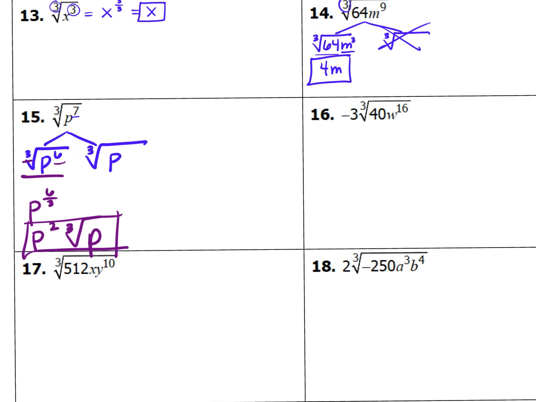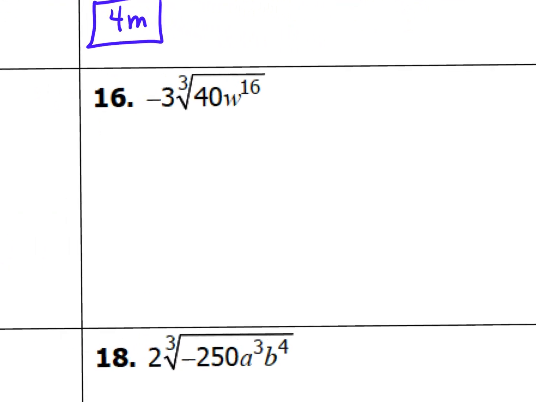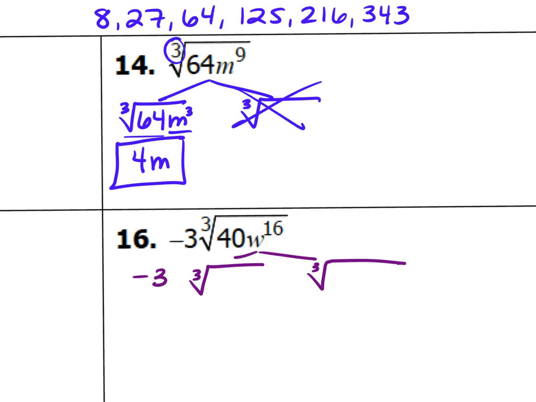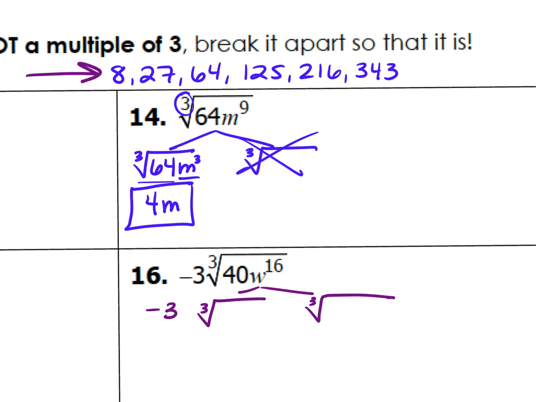Okay, go to 16. You've got this -3 out in front, so don't ditch the -3. But now we got to break this down into perfect cube and not perfect cube. So the number 40, look at your list. Which of these numbers is 40 divisible by? 8. So the perfect cube is 8. 8 times what gets you 40? That's a 5. Okay, now you have w to the 16th.